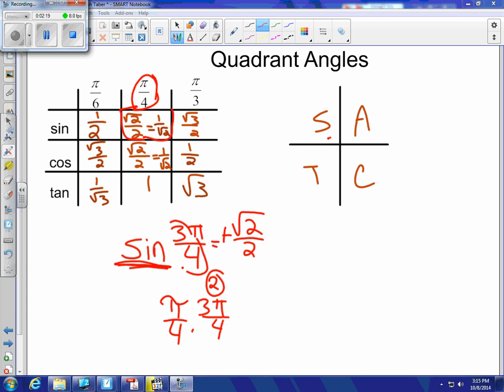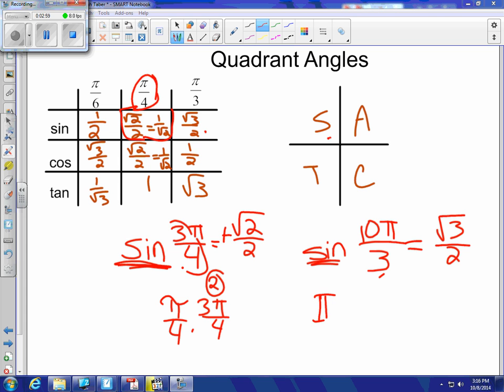Okay, so let's try another one. I don't know, let's try sine 10 pi over 3. Okay, so what does that equal? Well, we know we got to use the column with pi over 3 in it. What's our trig function? Sine. So we know it's going to be square root 3 over 2. But that's only part of our answer, right? Well, is it negative or is it positive? Which quadrant is it in?